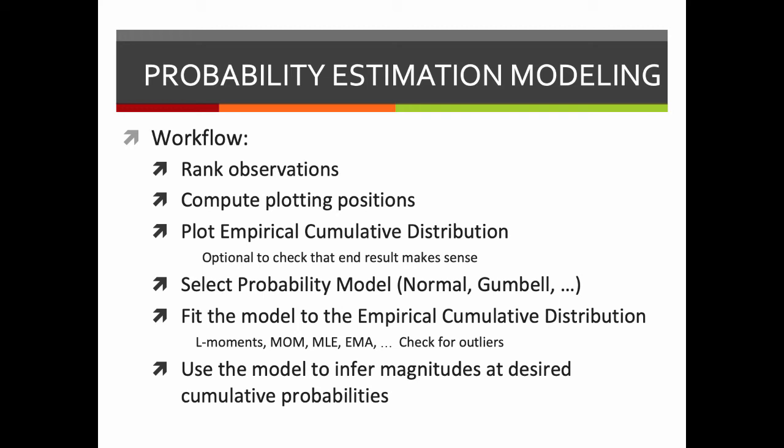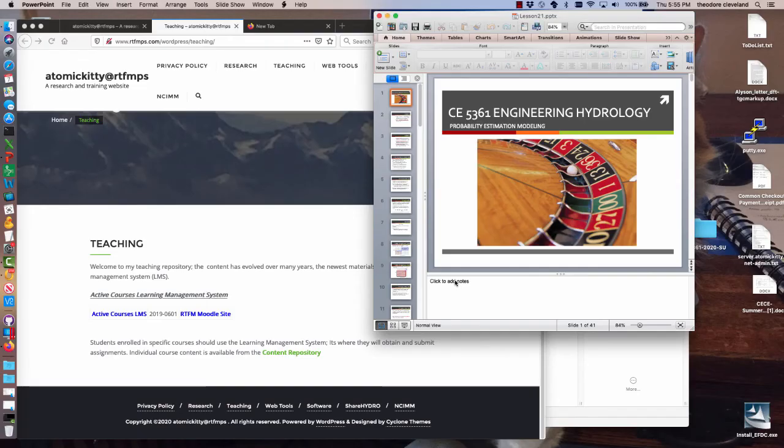expected moments analysis, L moments, which is a ranking scheme, and so on. If we're really advanced, we'll check for outliers. Some of those observations may not fit the rest of the data very well. And then use the model to infer magnitudes at desired cumulative probabilities. So that's the essence of probability estimation modeling. Let's now look at some examples.